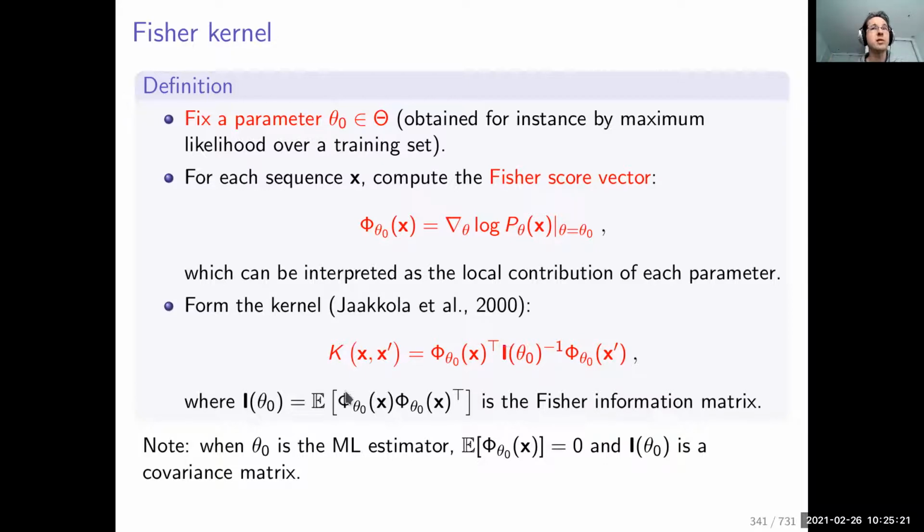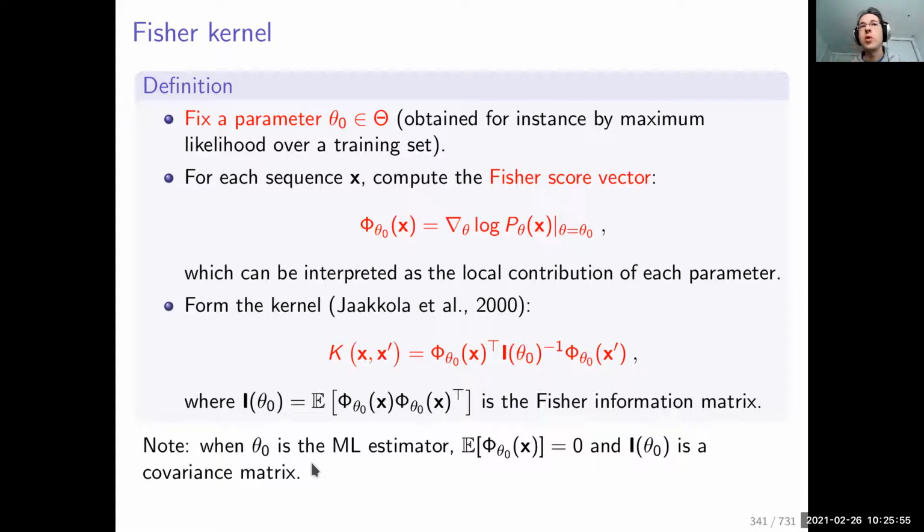And this matrix is called the Fisher information matrix. So we take the inverse of it here. It's simply the expectation of the Fisher vector times the Fisher vector transpose, where the expectation is computed on the data. Sorry, not the training data, but it's simply the data, the expectation is according to the data distribution.